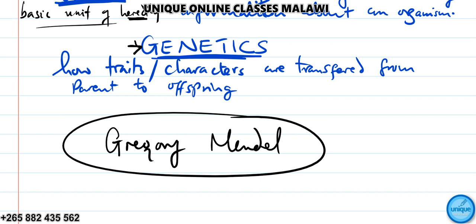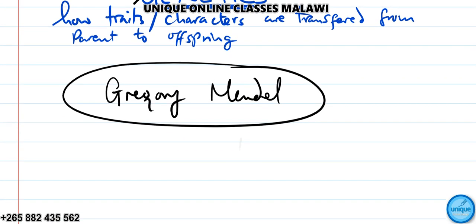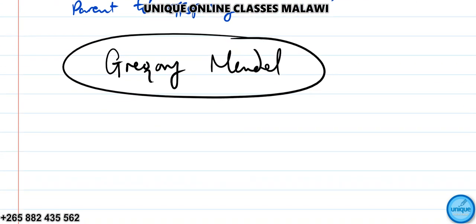So that's the thing. Now genes in biology are represented by letters, either capital letters or small letters. How can we know when a gene is being represented by a capital letter and when by a small letter?